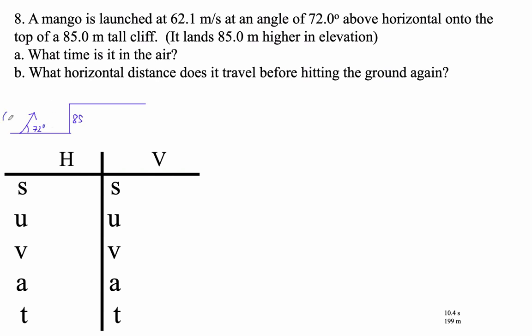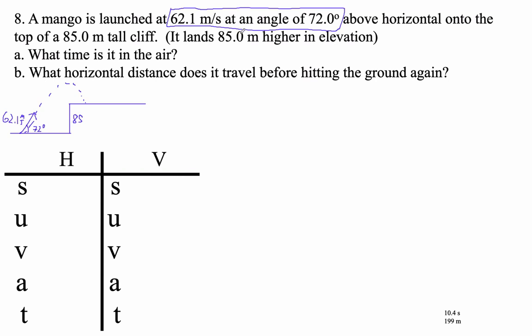And this is 62.1 meters per second. So this thing's going to go and hit there, right? So the first thing I'm going to do is find the components of this. I'm going to check, am I actually in degrees? Indeed I am. Okay. So I'm going to go 62.1 cos 72. All right.